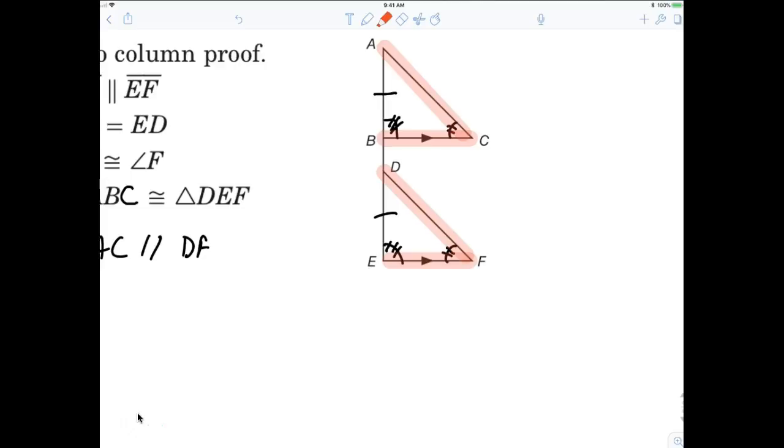Listen to what you're saying. So it's not funny, all right? I'm not laughing. I'm trying to get you to show me why AC has to be congruent or has to be parallel to DF. Why? Oh, parallel. Parallel, yes.